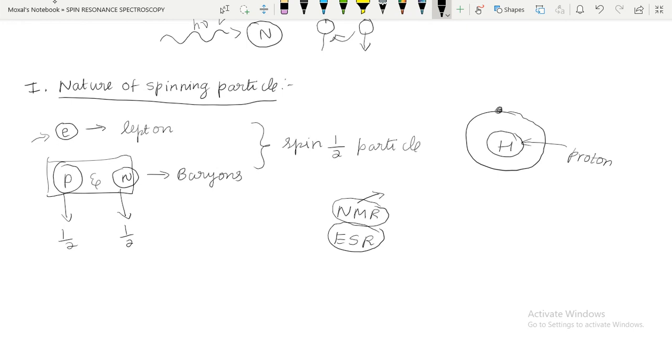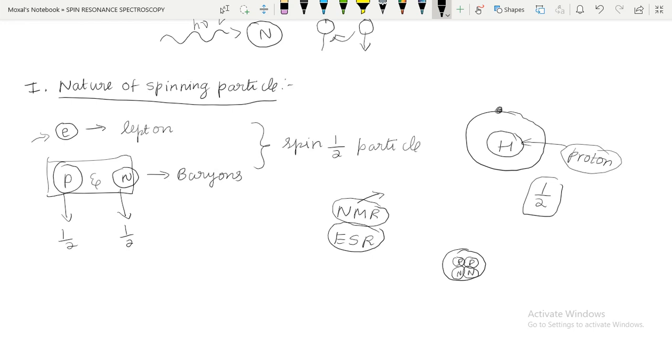The nucleus has only a proton, correct? And what is the spin of the proton? The spin of the proton is half. Okay, this is simple. So imagine a condition like this, the helium atom. The helium atom has two protons and two neutrons, right?